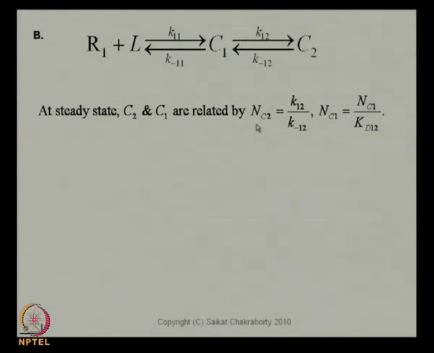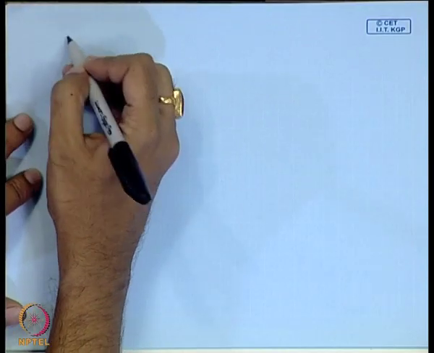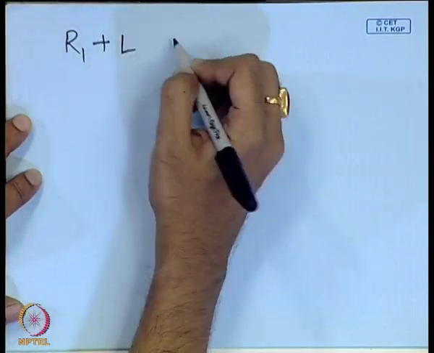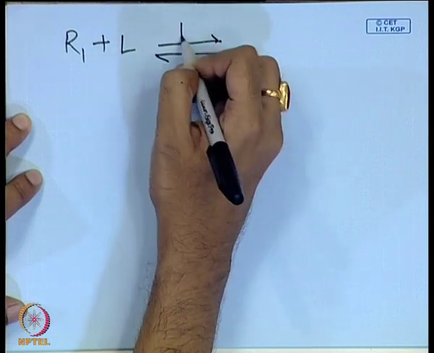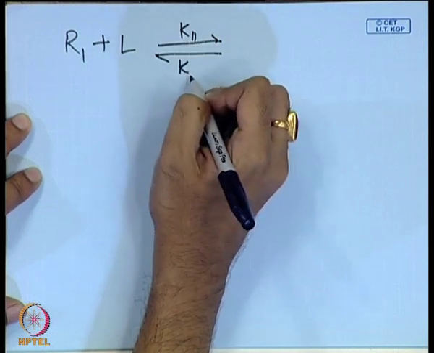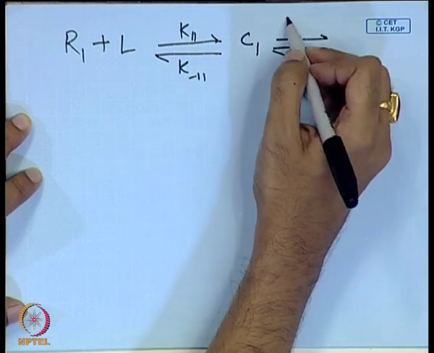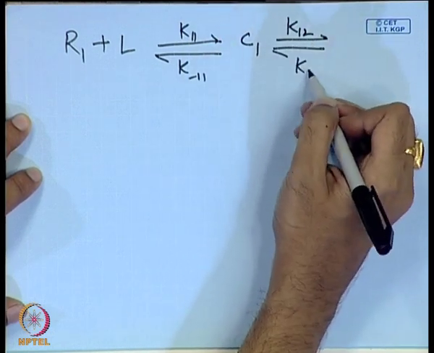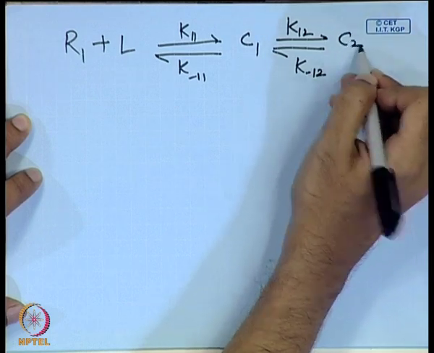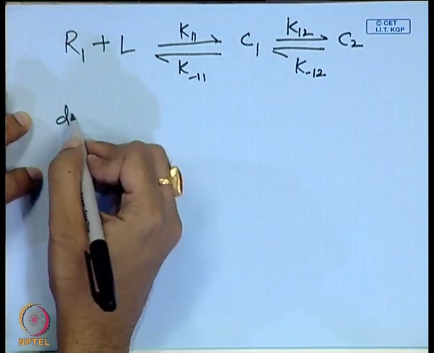So, what happens when there is steady state? When there is steady state, you can relate the NC2 and NC1, that is, the rate constant 1 and rate constant 2. Let me work this out for you. So, how does this happen? C1, K12, K minus 12 and C2. So, let us write all these.